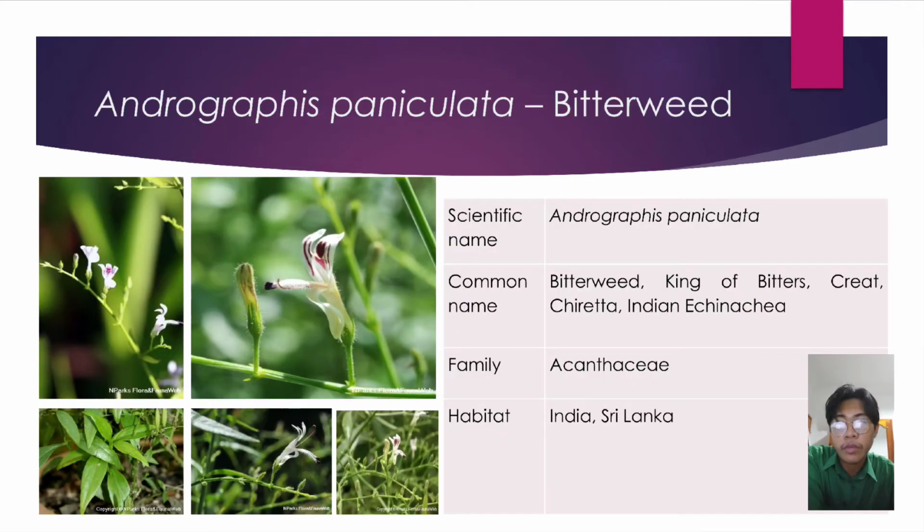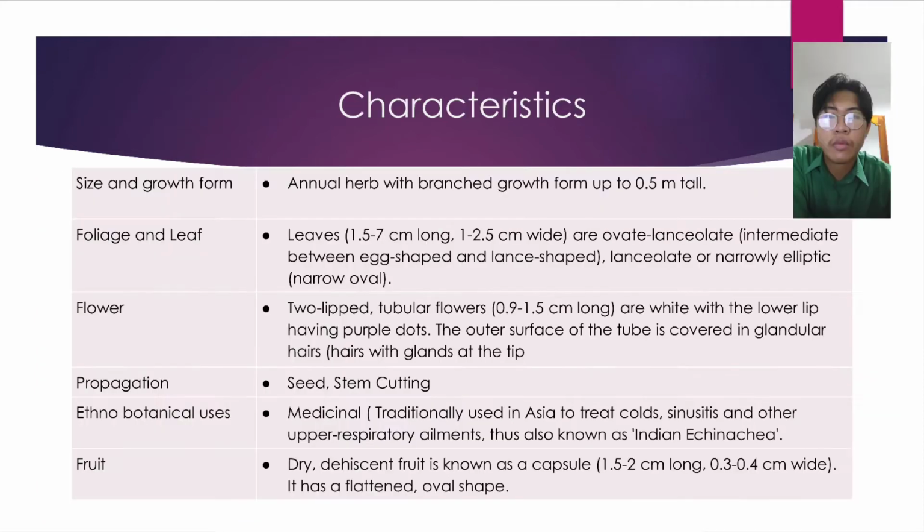Next is Andrographis paniculata, commonly known as beetroot. It comes from the Acanthaceae family, and it is mainly from India and Sri Lanka. The beetroot is an annual herb that can grow up to 0.5 meter tall, and its leaves are narrow oval shape, and the flower is a two-lipped tubular flower that is white in color with purple dots. The propagation used for this plant is seed and stem cutting. The ethnobotanical use for this plant is mainly medicinal, and the fruit is in capsule shape.